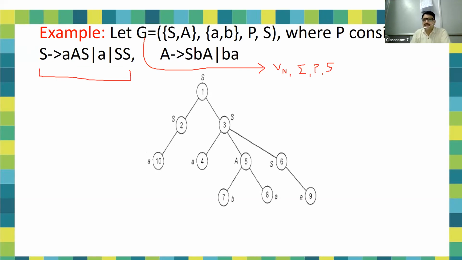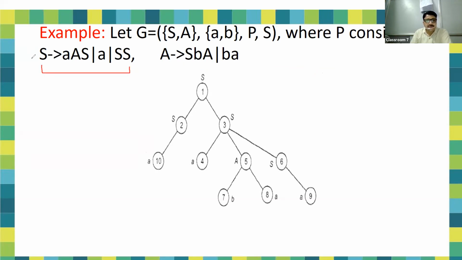So how can we design a parse tree? See here, now these are the production rules of S, and these are the production rules of A, right? So how can we design the parse tree? It should always be noted that a parse tree will be designed for a particular string. Right. So suppose we start with the start symbol, because it is the basic property of a parse tree. I already told you that a parse tree will start with the start symbol S.